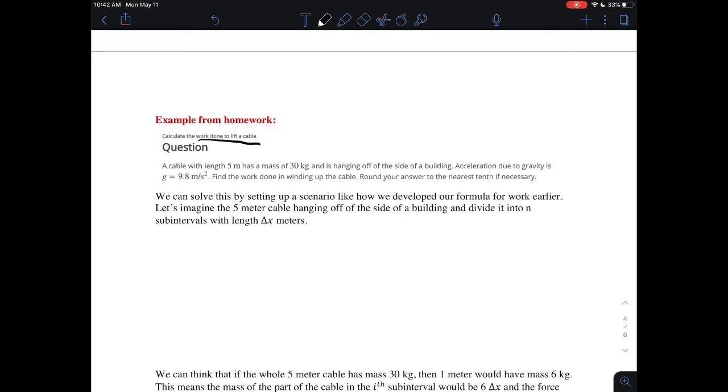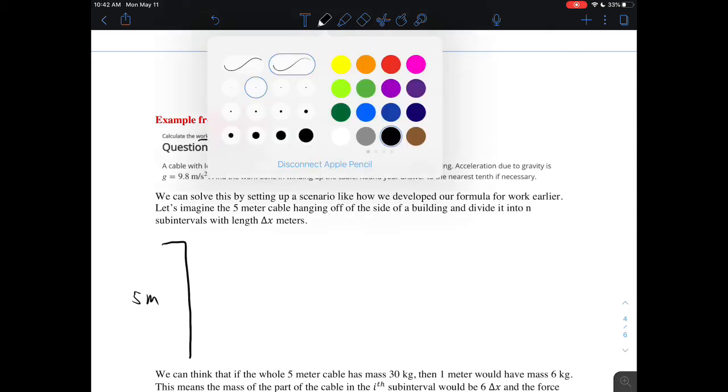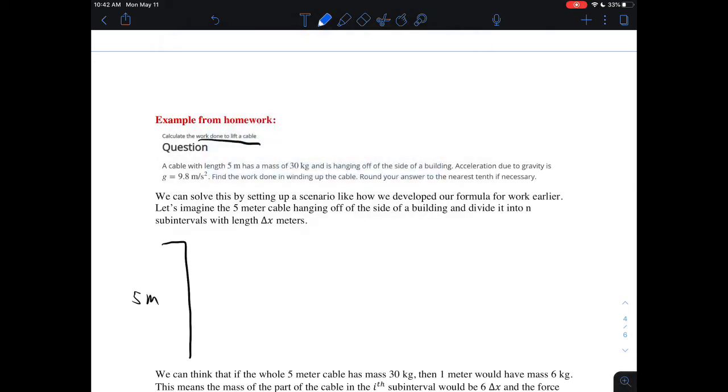So the first thing that I want to do to set up this problem is just imagine our building. So there's our building, and it's 5 meters high, and we are winding up this cable. So maybe we'll think, here's the pulley for the cable, and the cable is hanging down the side of the building.